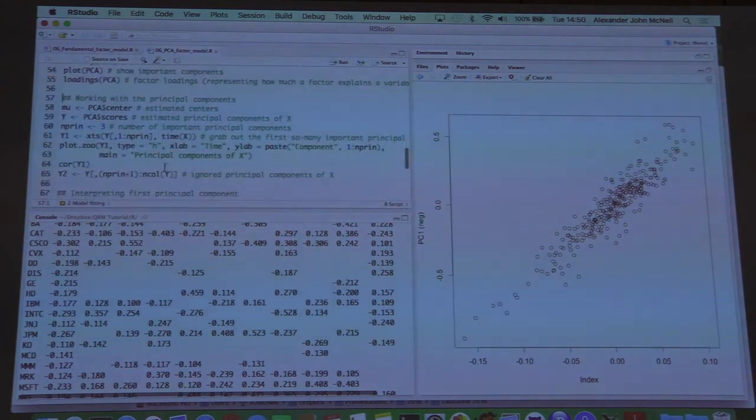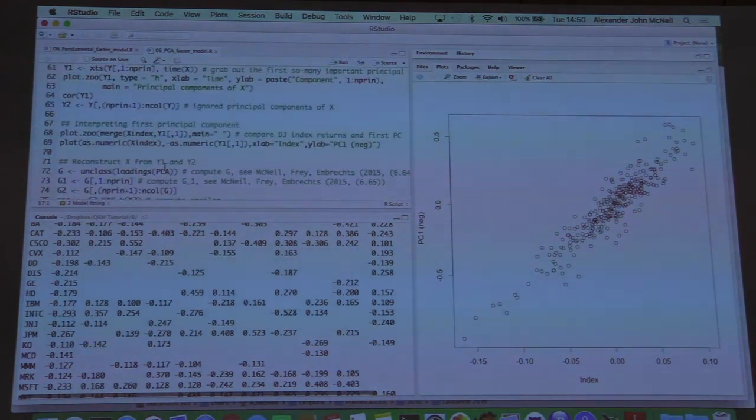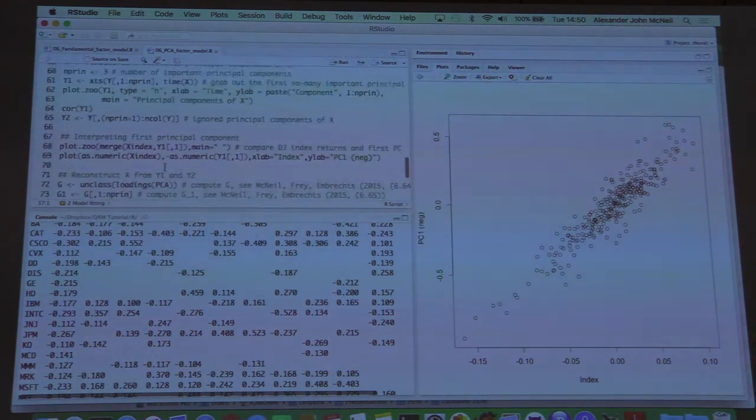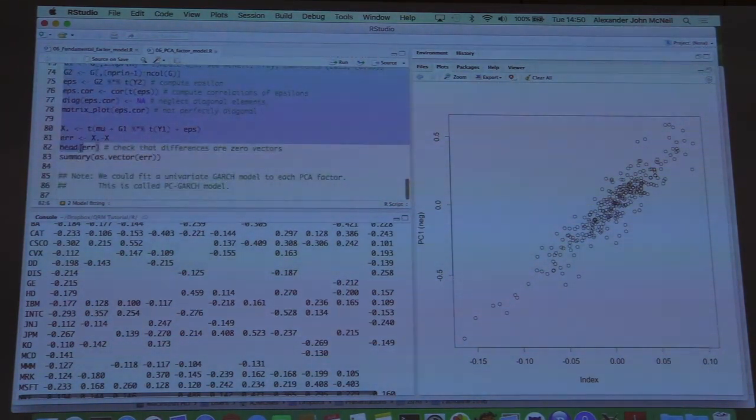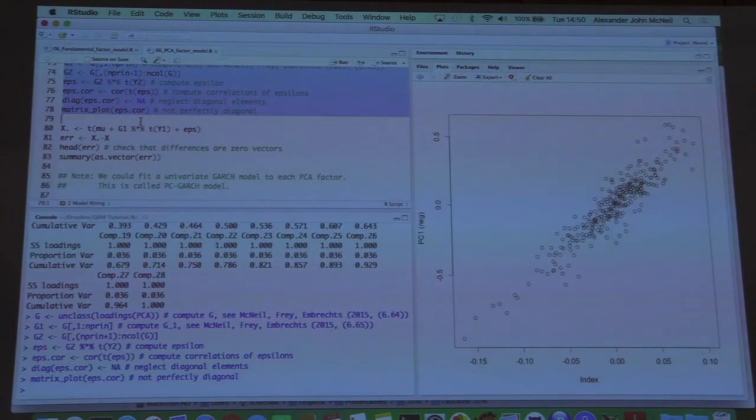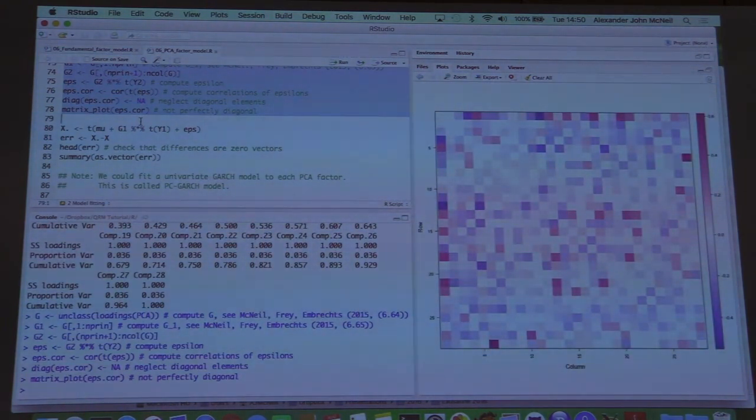Having said that, if I use this as a factor model, and I'll just cut to the end now and show you another of these pictures. If I go to the end now, so I take these as factors, I then look at how good is the factor model. I look at the errors, and I make the same kind of picture of the correlations of the errors, as if I use the first three principal components as the factors.